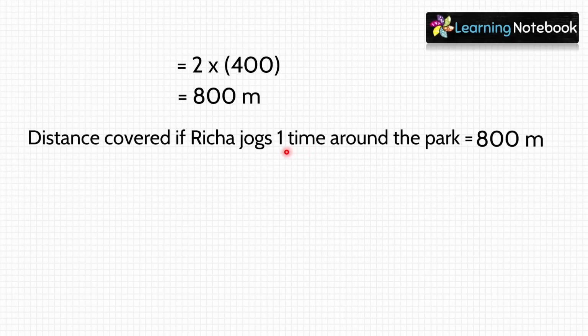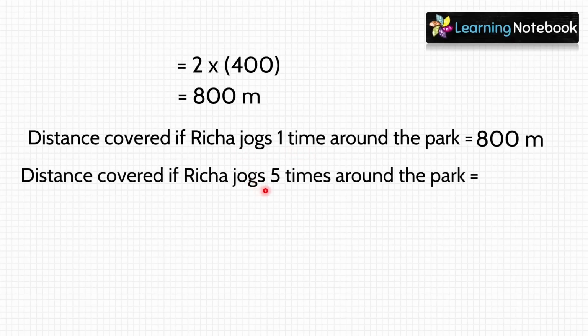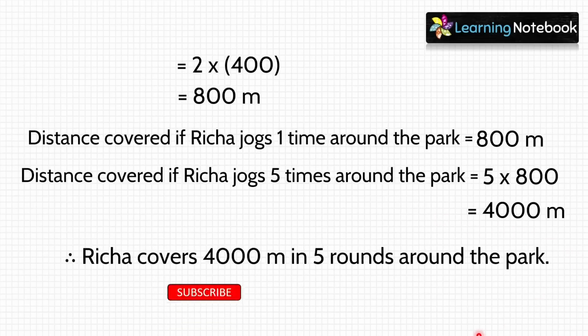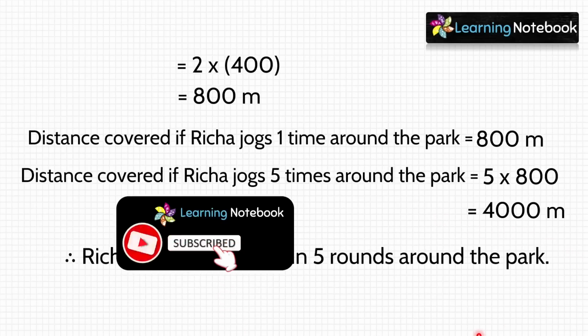Now to calculate the distance covered when Richa jogs 5 times around the park, we will multiply 800 by 5 and we get the answer as 4000 meters. So let's write the answer statement. Richa covers 4000 meters in 5 rounds around the park.